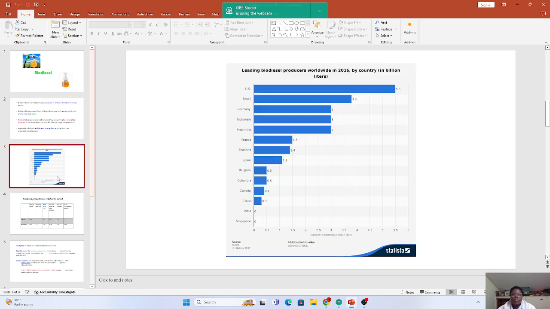From this illustration of 2016, we can see the leading biodiesel producers worldwide in 2016 in billion liters. And you can see here, United States of America is the highest with 5.5 billion liters, followed by Brazil with 3.8, and number three are three countries tying, that's Germany, Indonesia, and Argentina with 3 billion liters, France with 1.5, Thailand with 1.4, Spain 1.5, tying is Belgium and Colombia at 0.5, Canada at 0.4, China 0.3, and these figures must have changed. This is quite a long time ago.